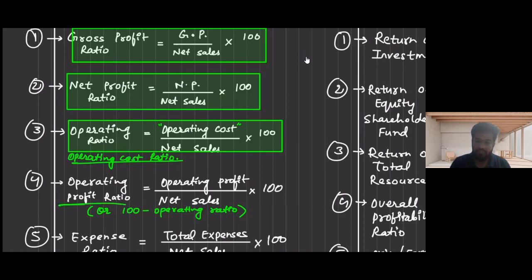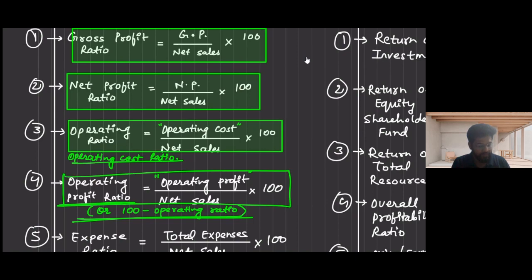Whatever your operating cost ratio is, if I subtract it from 100, I will get the operating profit ratio. That is a very simple formula, because cost plus profit is equal to the sale price. In the same way, here we are calculating the operating profit as well as the operating cost. If you want the operating profit, subtract the cost from the total sales, and you get the operating profit ratio. So the operating profit ratio is your operating profit divided by your net sales multiplied by 100. This was to be covered today.